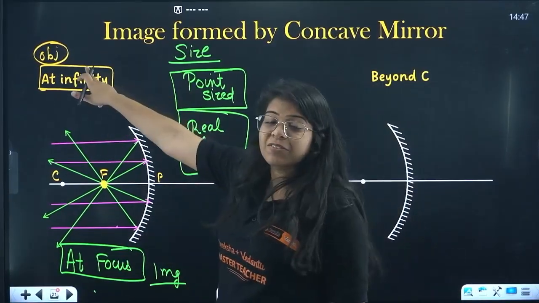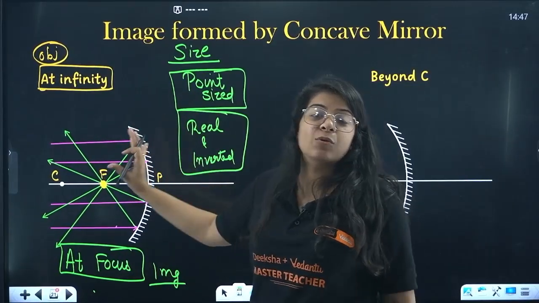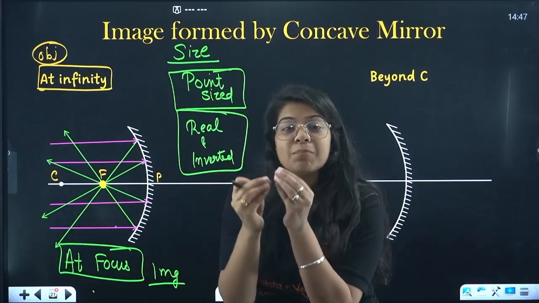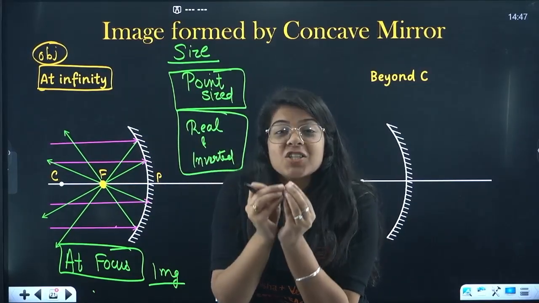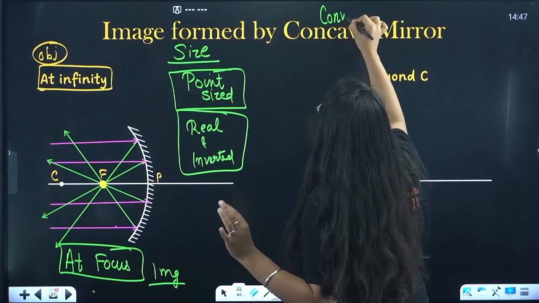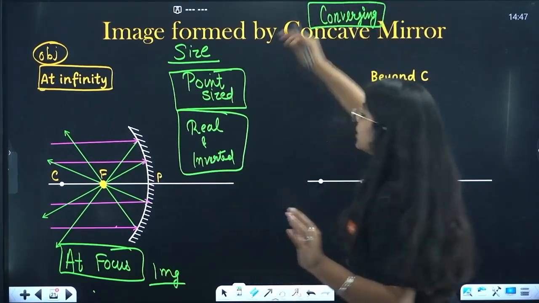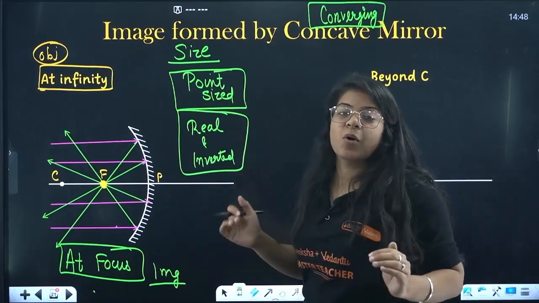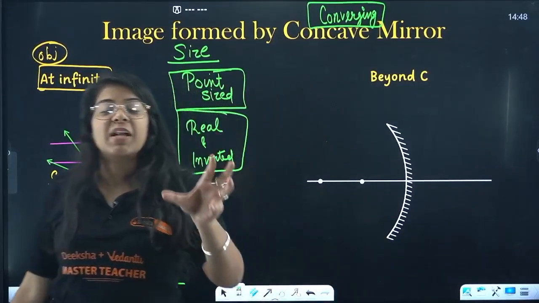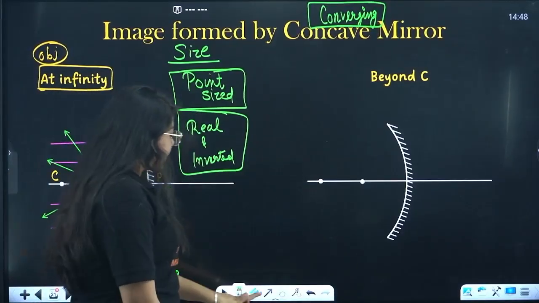When the object is at infinity, the image will be at focus, it will be point sized, it will be real and inverted. Why real? Because real rays are reflecting back and actually converging at one point, and that is why we call the concave mirror a converging mirror. Converging mirror means all these rays are meeting at a point. Done. Next beta, let's see the second case.